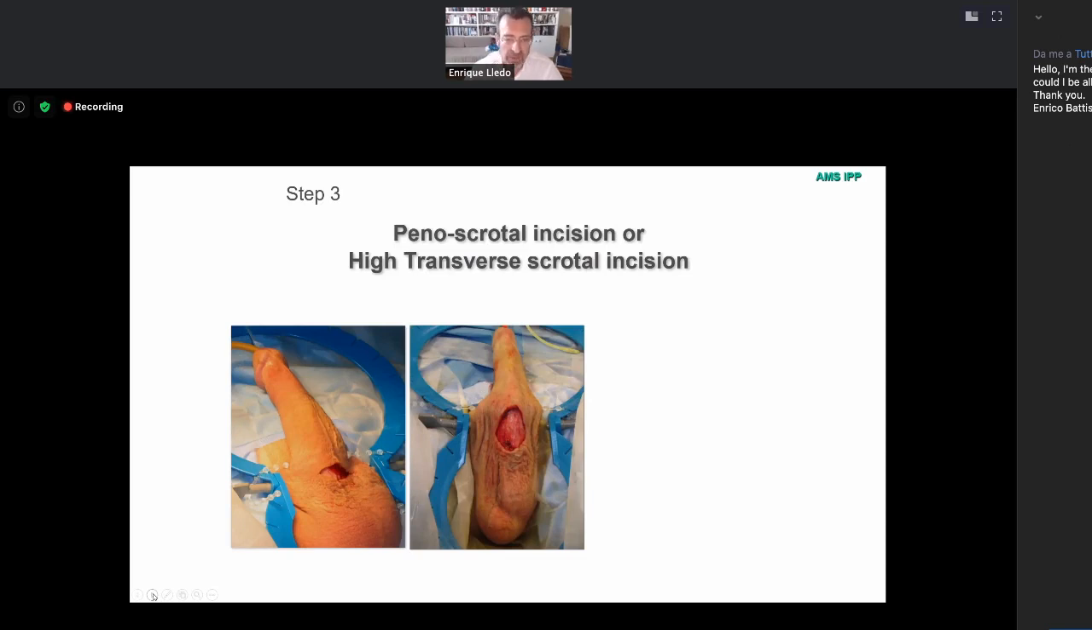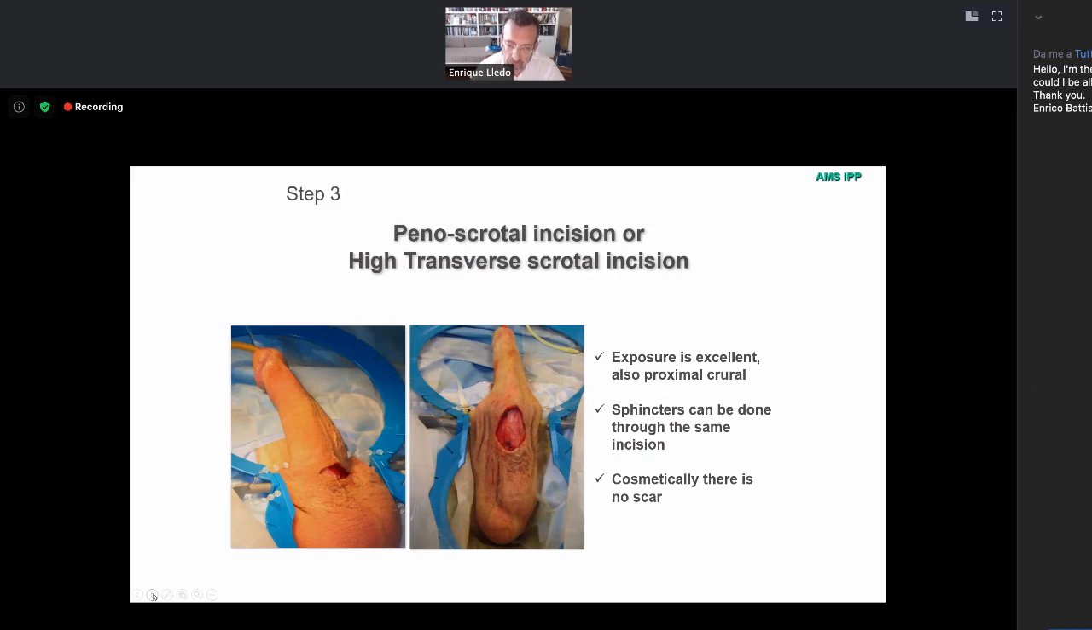Once we have placed the retractor, you go ahead with the incision. In the penoscrotal approach you can do 2 kinds of incision: the longitudinal one, and the transversal one. Probably the transversal one is more useful when you are going to perform a double implant, the sphincter and prosthesis, because it gives you a more accurate visualization of the proximal part of the urethra, as I show in this slide.